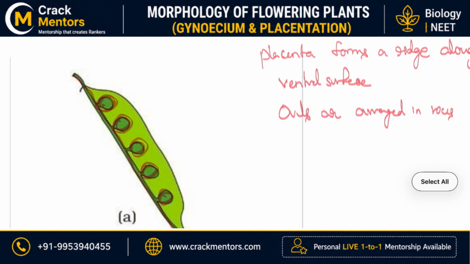So this kind of placentation is called marginal placentation. An example of marginal placentation is pea. In the pea plant we see marginal placentation, where the ovules are arranged along the ridge on the ventral surface.